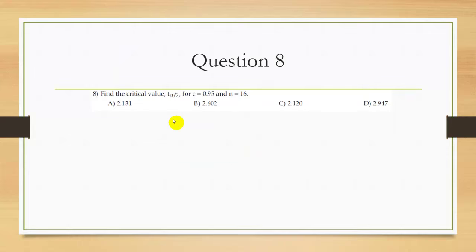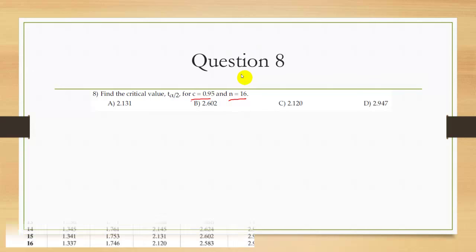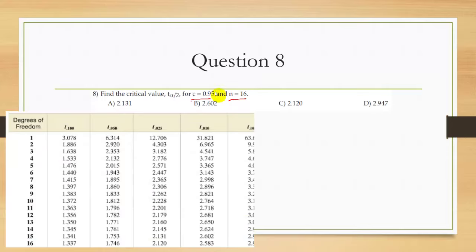For number 8, it says find the critical value, t subscript alpha over 2, for a confidence level of 95%. Sorry for writing C equals, I meant confidence level, equals 0.95, and n equals 16. So we're going to need to use the t-table. Notice here, though, that the t-table is asking us for degrees of freedom, not sample size.